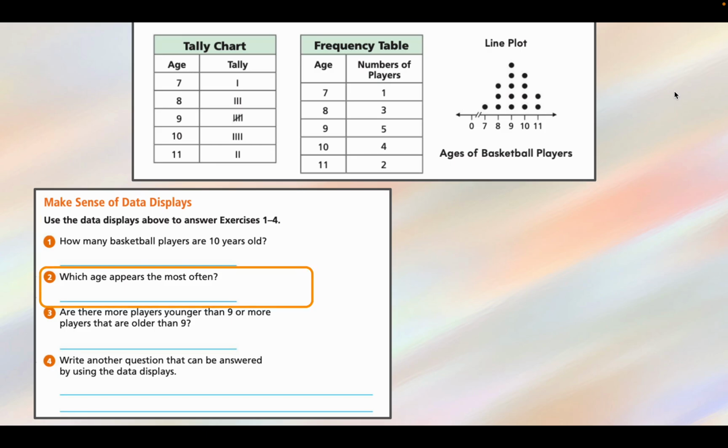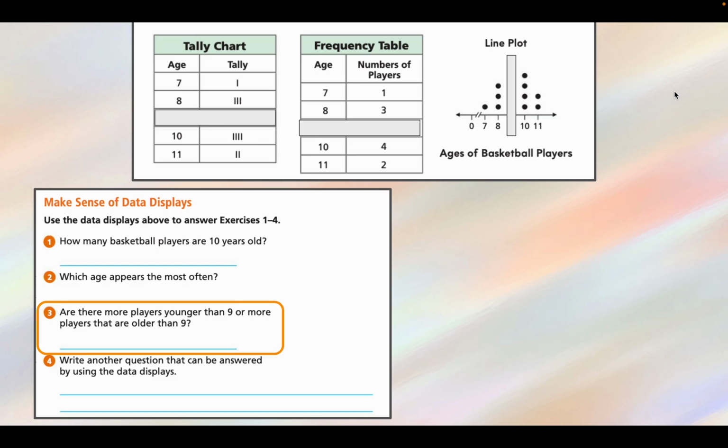Number 2, which age appears most often? I think on this one, you can really use any of them. I think it's really easy to look at that line plot because you can see which one is the tallest. So which number has the most dots? Again, you can use any of them that you want, but which age appears most often?